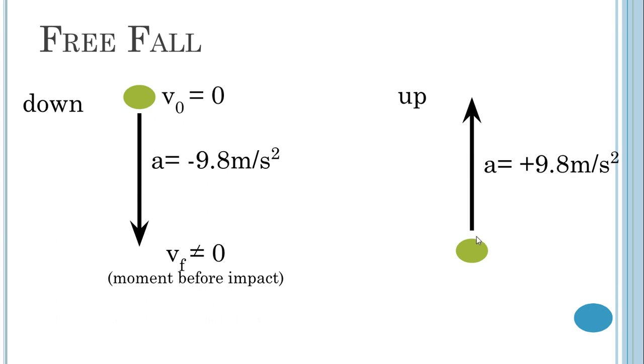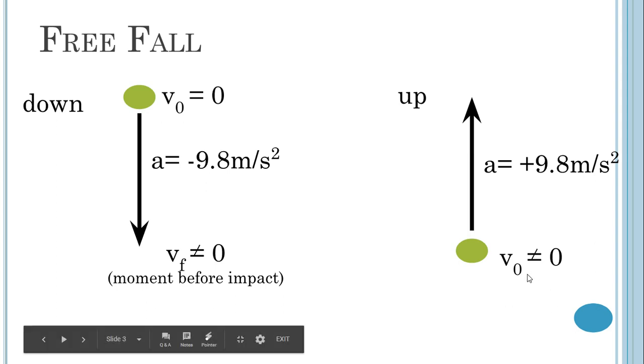Now, when we have an object being thrown up, the acceleration due to gravity is going to be positive 9.8. Okay? Now, a lot of people think, oh, well, positive acceleration, that means it's going to be speeding up. But if you throw something into the air, hopefully you recognize that it's not speeding up, it's actually going to be slowing down. So what we have to remember is that the velocity is downwards, the acceleration is upwards, so it's going to be opposite. In this instance, the initial velocity is not equal to 0 because we have to throw the object up.